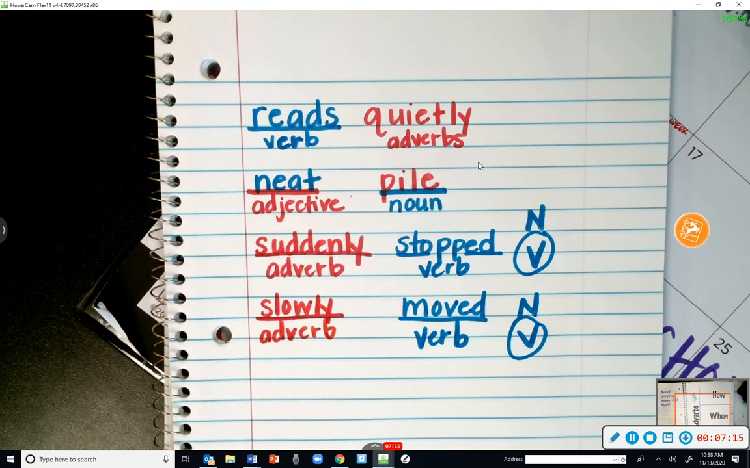Getting a little bit easier? Yes. Kind of. Why do you think? Oh, an adverb is something that describes a verb. Yes, exactly.